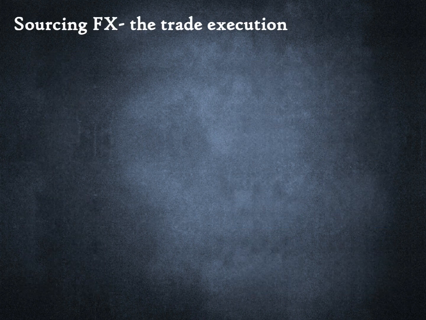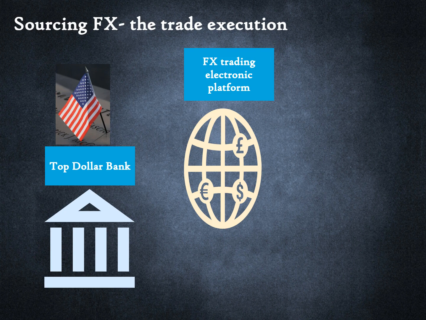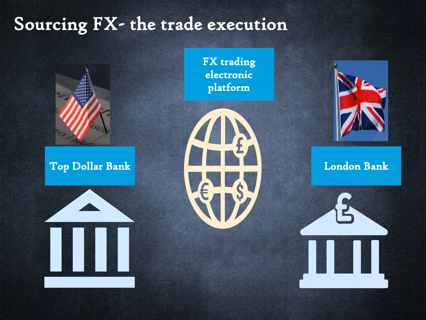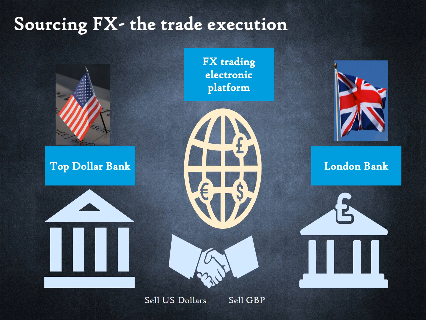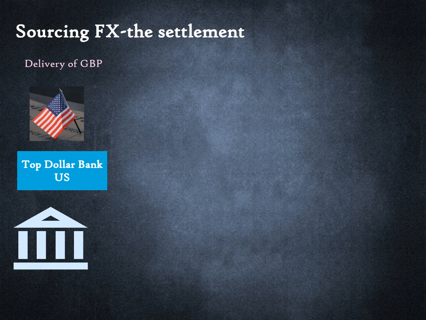Top Dollar Bank forecasts it will need £1 million in its Nostro account at Poundwise Bank. So, it enters into an electronic marketplace where FX is traded. A bank called London Bank is seeking to sell GBP and buy USD. They agree on an exchange rate and the trade is executed. But they have not delivered currency to each other yet. Now Top Dollar Bank and London Bank need to deliver currency to each other. In other words, they need to settle.